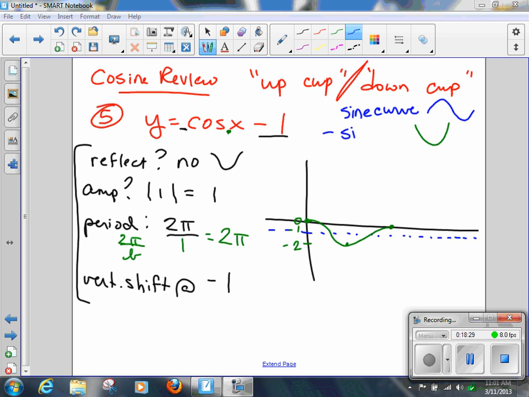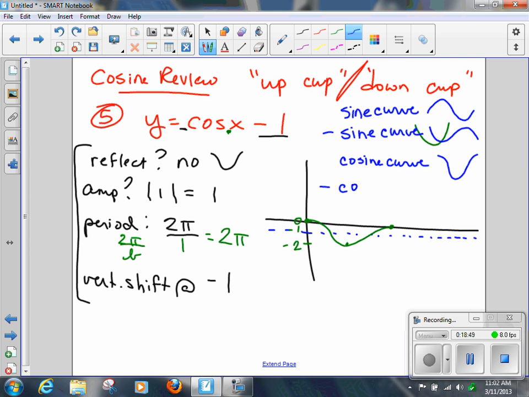Notes, because it can be confusing. The negative sine curve is down, up, down. The positive cosine curve is the cup. The negative cosine curve is the down cup. Did you mean to put the green mark there?